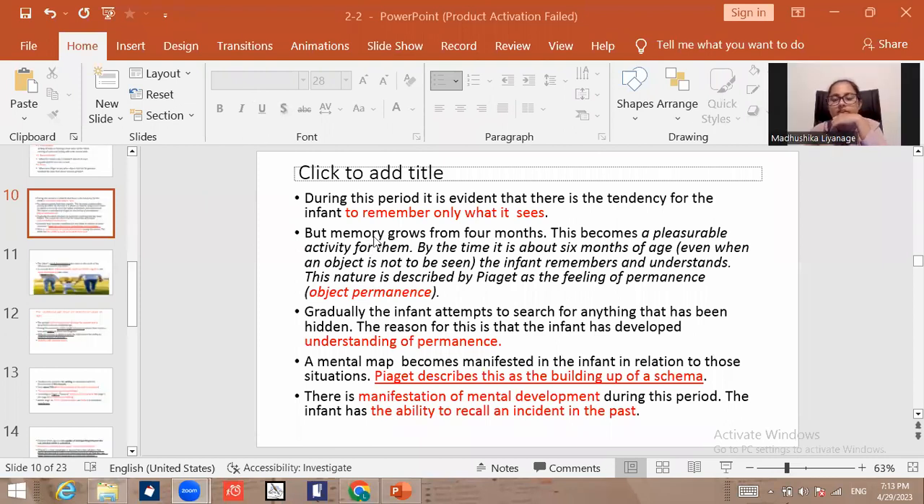Have you read that? You need to discuss with me. You need to speak with me. Okay, right, whatever it is. So let's discuss. So during this period, it is evident that there is the tendency for the infant to remember only what it sees. You see the highlighted points.